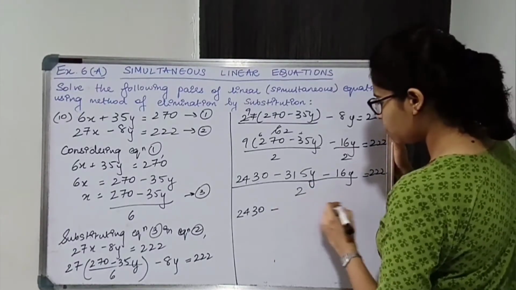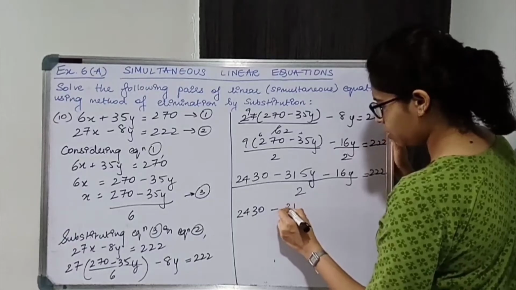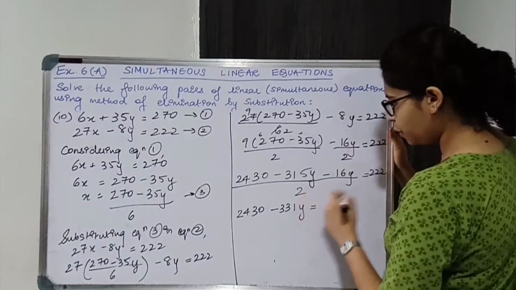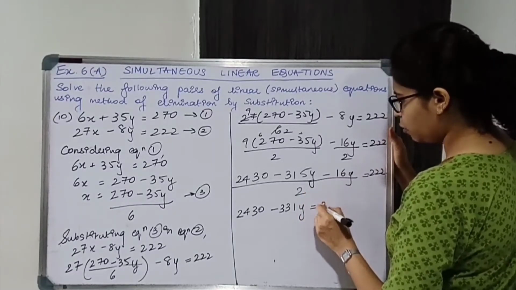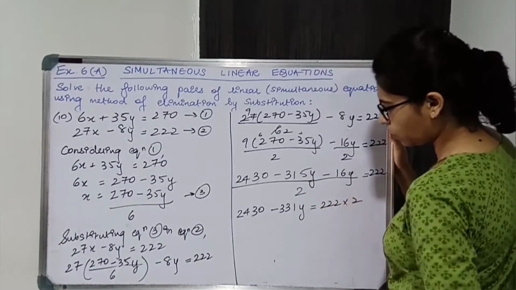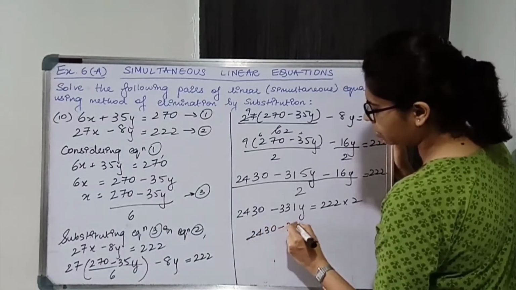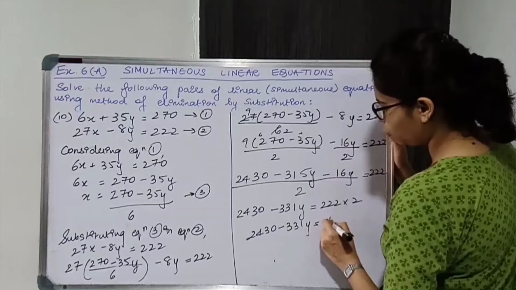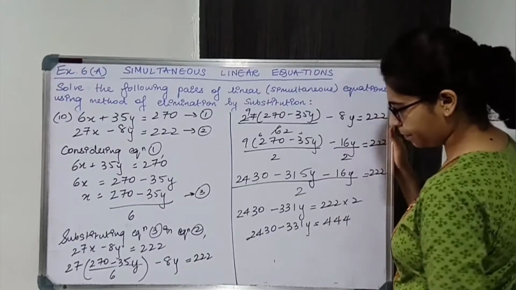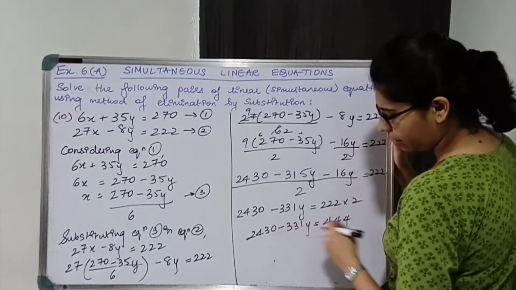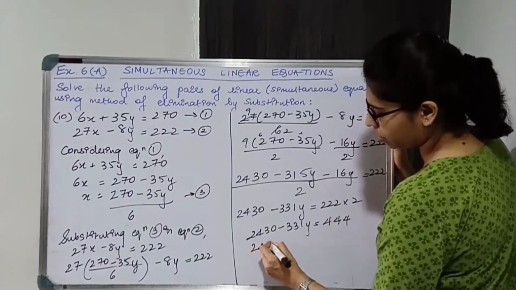So this will give 331y, and shifting 2 on the other side, so 222 into 2. So 2430 minus 331y is equal to 444. So shifting this also over here, or you can shift this over here and shift 331y over here.